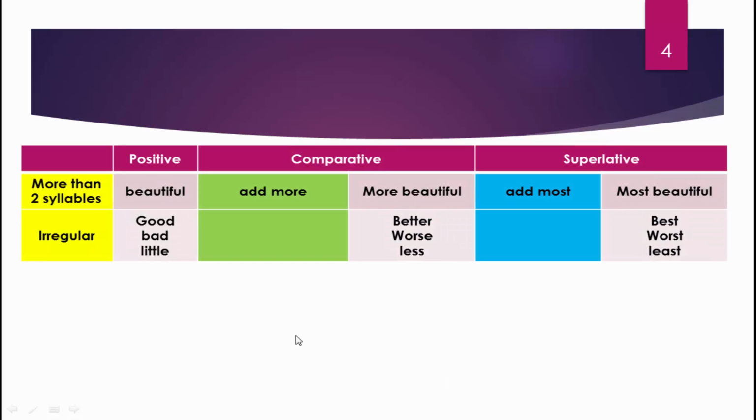For more than two syllables, like the word beautiful, it is three syllables, so beautiful becomes more beautiful, and for superlative you have to add most: more beautiful, and then most beautiful. Irregular adjectives, there is no rule, but you need to remember. Good becomes better and best, bad becomes worse and worst, and little becomes less and least.